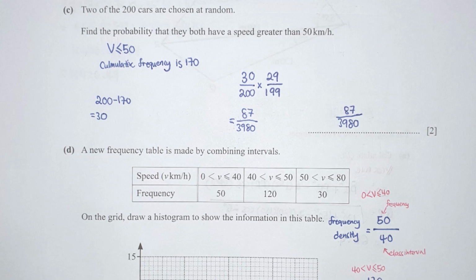For part C, 2 of the 200 cars were chosen at random. Okay, find that both of them has a speed greater than 50 kilometers per hour. So the cumulative frequency is 170. So I gotten this through the cumulative frequency that we identified earlier. Okay, so 200 minus 170, you know that only 30 cars could go exceeded the 50 kilometers per hour. So 30 over 200 times 29 over 199.